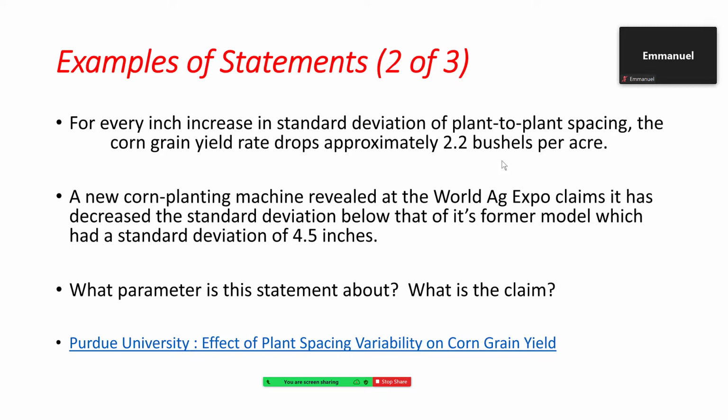Well, the claim says it's decreased the standard deviation. So we must be talking about standard deviation. We're not talking about proportion or mean. We're talking about standard deviation. And they are saying that it has decreased, or it is now lower than 4.5. They don't say how much lower. Could be 4.4. Could be 2.1. Okay? And this is a real study. Information is 2.2 bushels. I made up the World Ag Expo thing, but the 2.2 bushels thing was from Purdue.